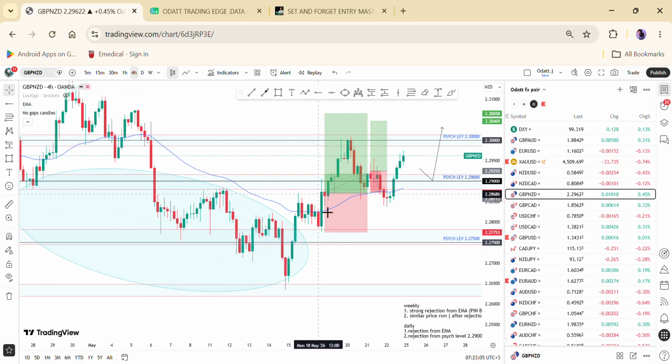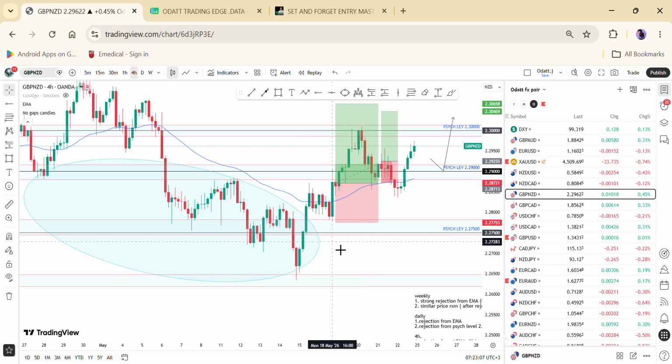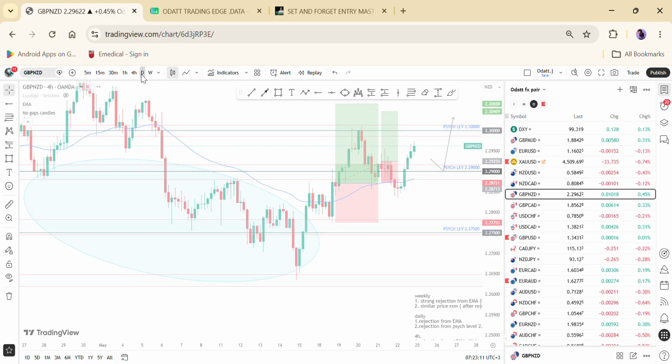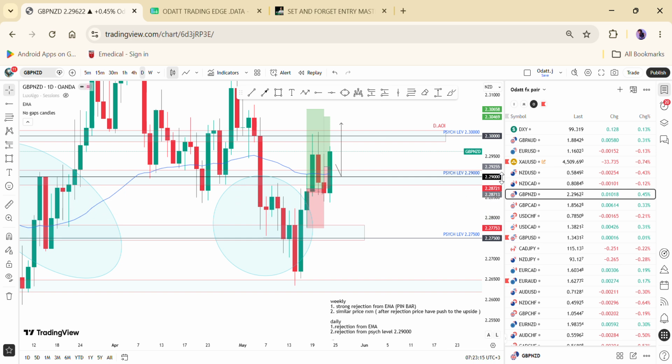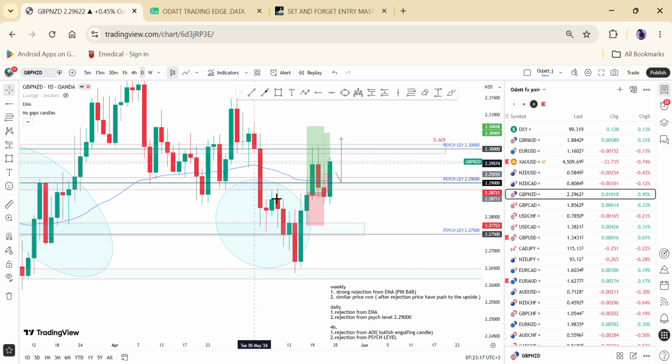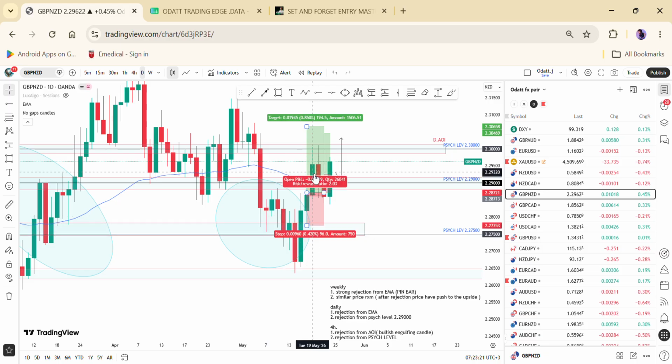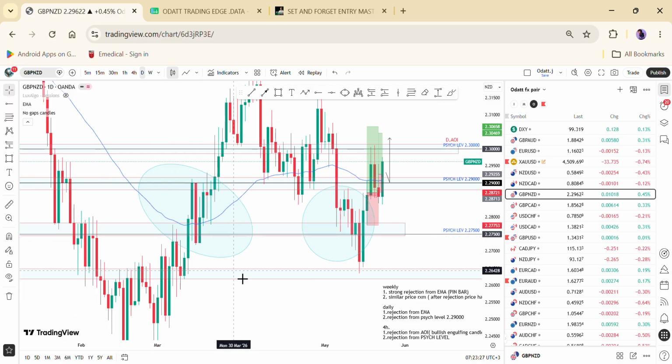So another was GBP NZD. I took 2 trades in this. One was break even. Daily, this price was actually bullish after we broke this structure over here. Bullish, we retested this structure point. We retested every structure point, and then we went to the downside.